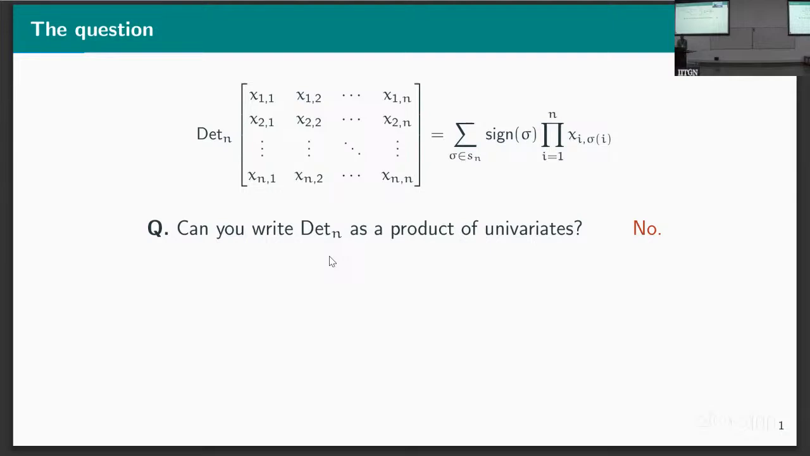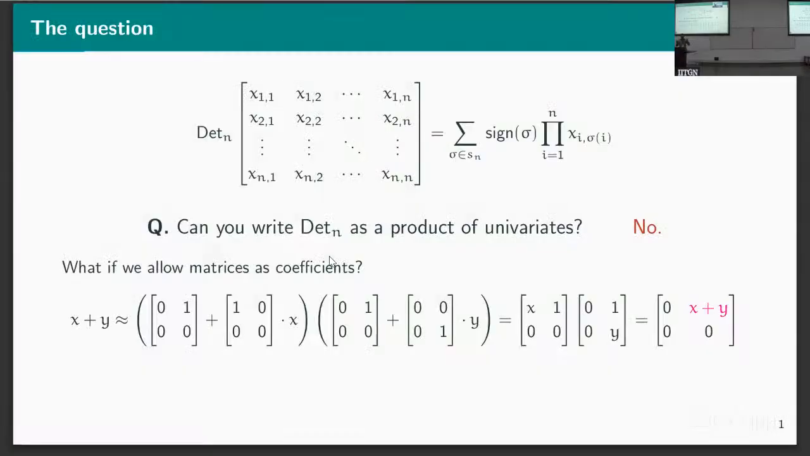So something has to change. Suppose I allow you univariates that have matrices as coefficients. What do I mean by this? Now I will show you another irreducible polynomial that can be written like this. So let's say you want to write x plus y.